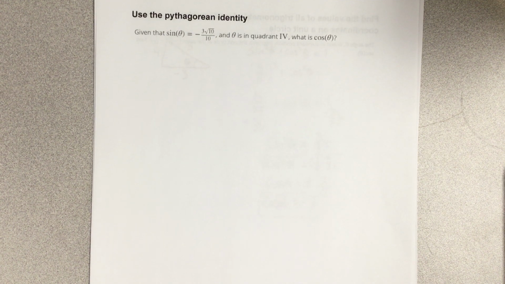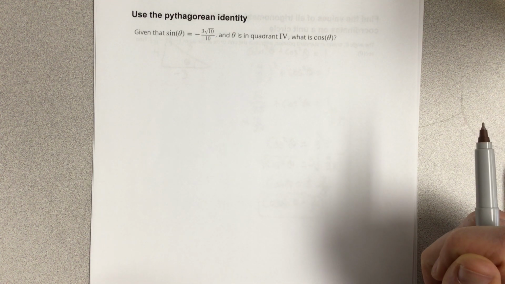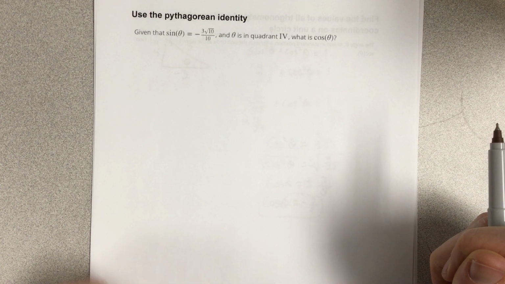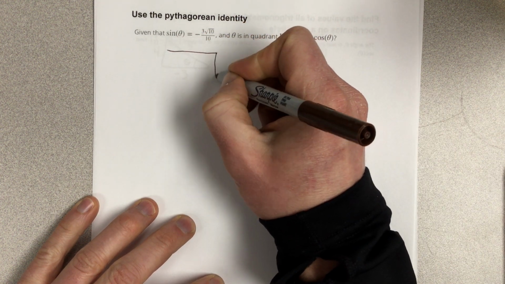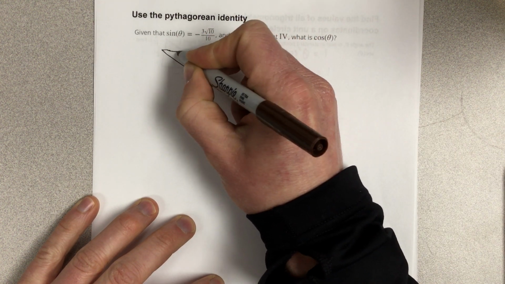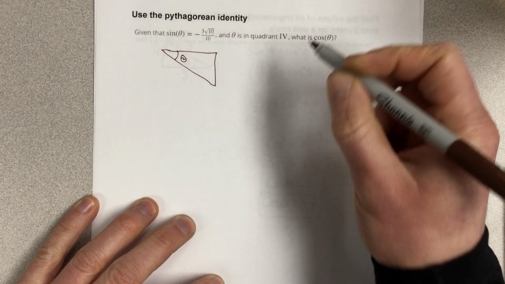In this video, we're going to use the Pythagorean identity. It says, given that sine theta is equal to negative 3 root 10 over 10, and theta is in quadrant 4, what is cosine theta? So I'm going to draw a quadrant 4 triangle. This is theta.